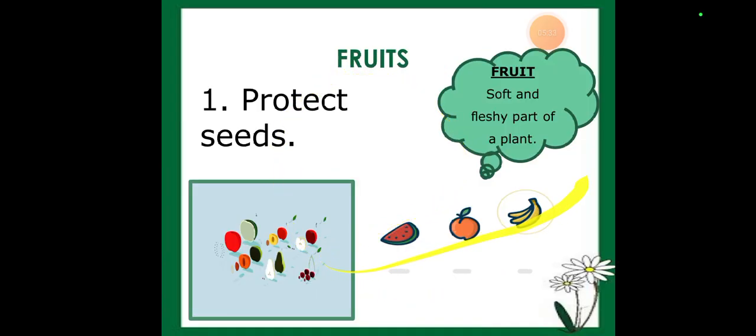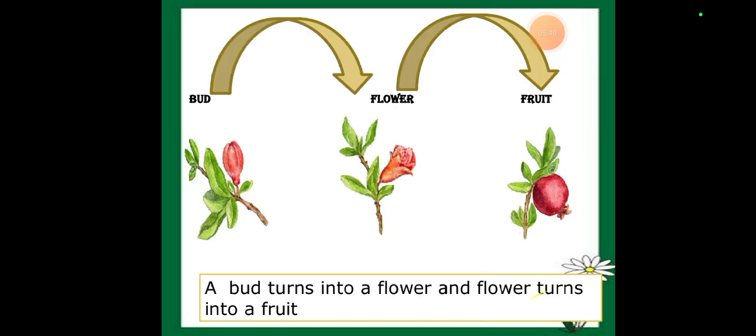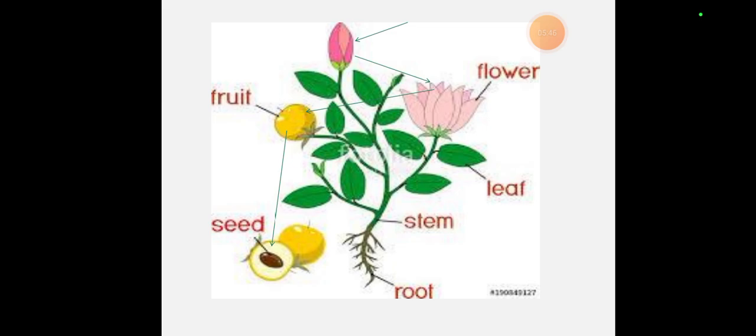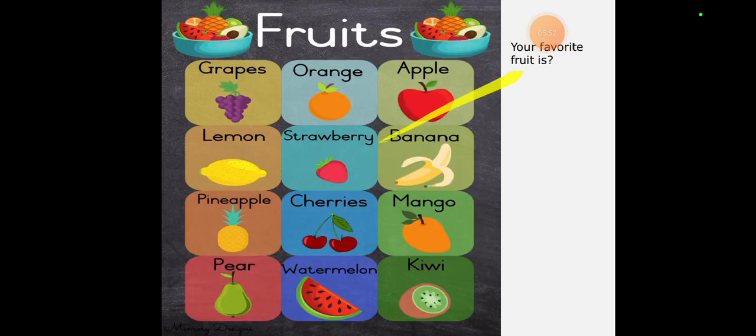Fruits. They are soft and fleshy parts of plants, and they basically produce seeds because seeds are present inside them. Again, a bud turns into a flower and then a flower into a fruit. These are the roots, these are the stems, this is the seed that's present in the fruit, this is the leaf, this is a flower, and that's a bud. So your favorite fruit is here.